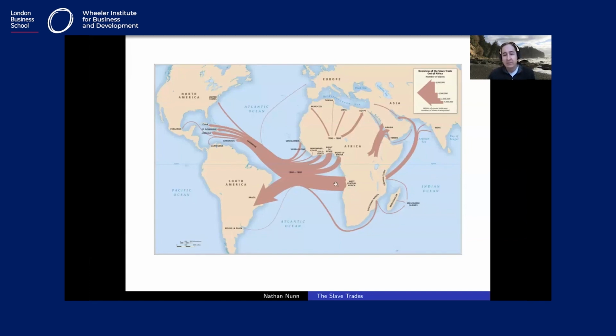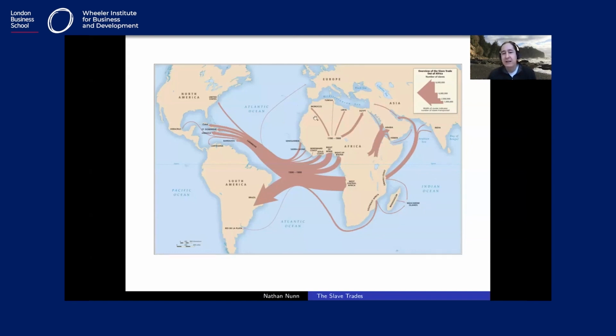So you can see here by this map, this is the transatlantic slave trade. It would have been individuals being enslaved and shipped from the coast here and then the coast here and shipped to the Americas. Okay, and so that's the slave trade that we're most familiar with. But there were, as I mentioned, three other slave trades.